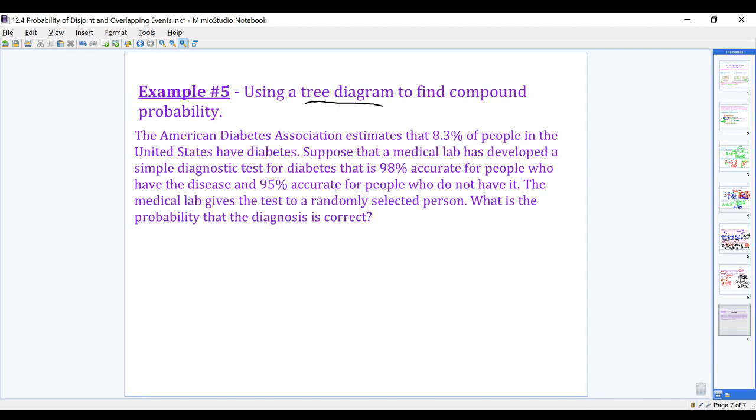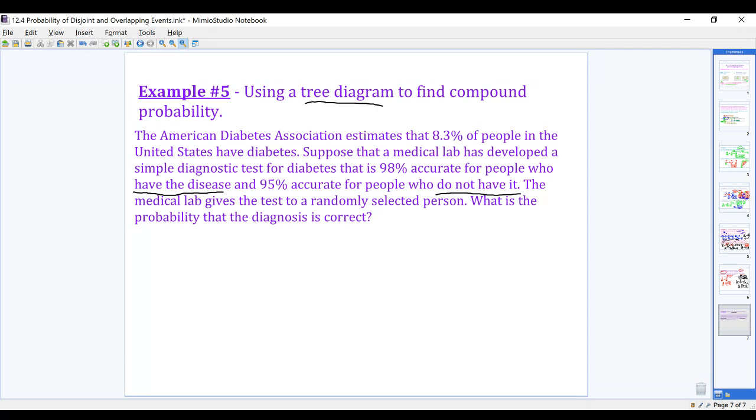American Diabetes Association estimates that 8.3% of people in the United States have diabetes. Suppose that a medical lab has developed a simple diagnostic test for diabetes that is 98% accurate for people who have the disease. That's going to be important. 95% accurate for people that do not have the disease. That's also important. So diagnostic is just telling you whether you got it or you don't.